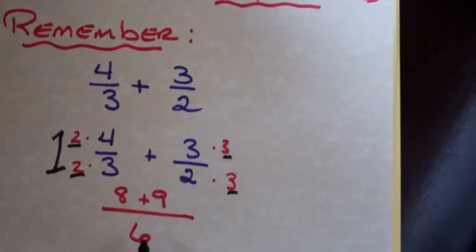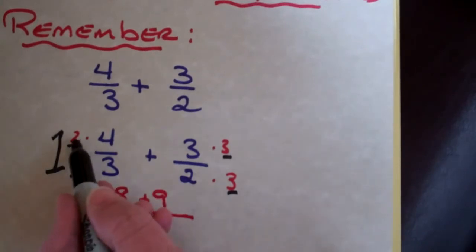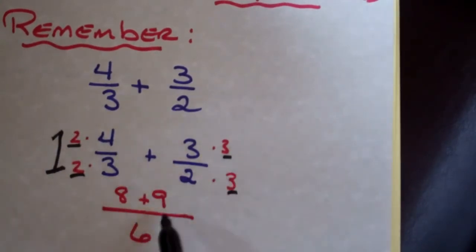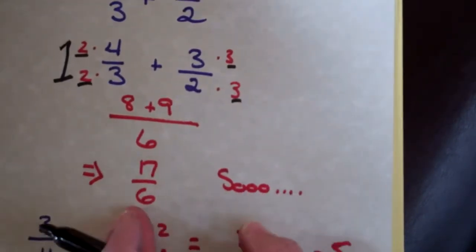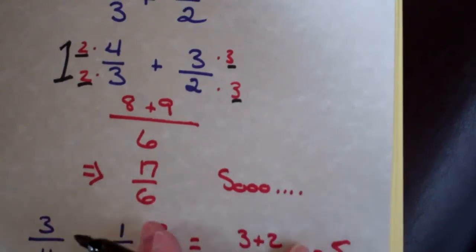So we have 6 for denominator, and in the numerator then we have 2 times 4 is 8, and 3 times 3 is 9, so we have 8 plus the 9 over the 6, and you'd get 17 sixes. We can leave it like that. We like improper fractions for what we're going to do algebraically.